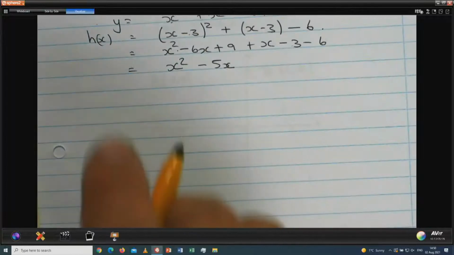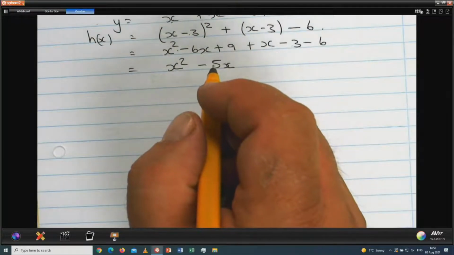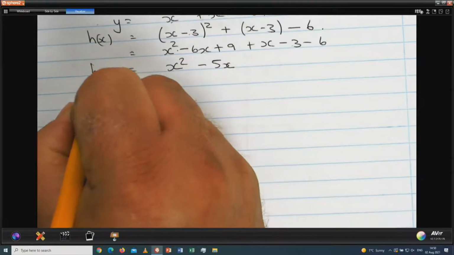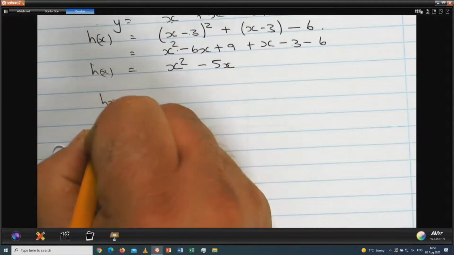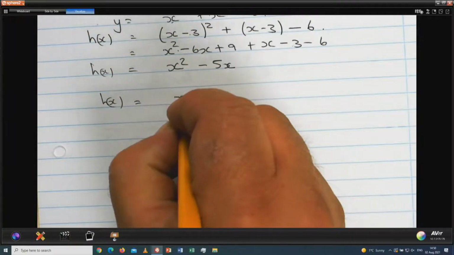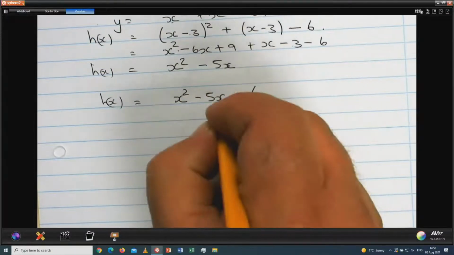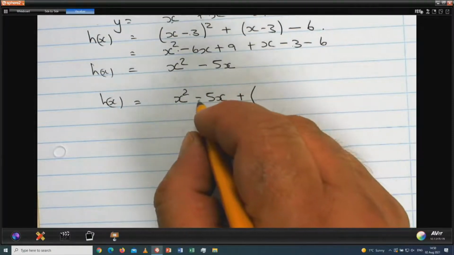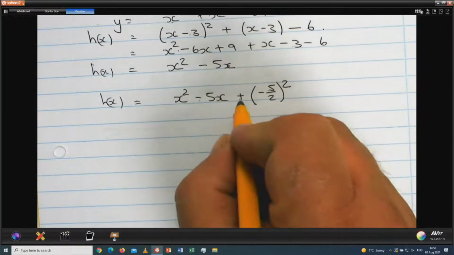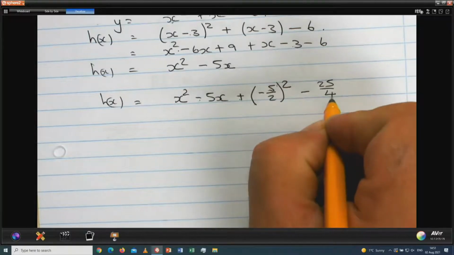But they don't want it in that form. They want it in the form y is equal to (x minus p) squared plus q. So we're going to say h(x), your first step is to make the coefficient of x squared 1. It is 1. So we keep the first 2 terms, then we add half the coefficient of x. The coefficient of x is negative 5. Half of negative 5 is negative 5 over 2 to be squared. If we add 25 over 4, we must subtract 25 over 4.